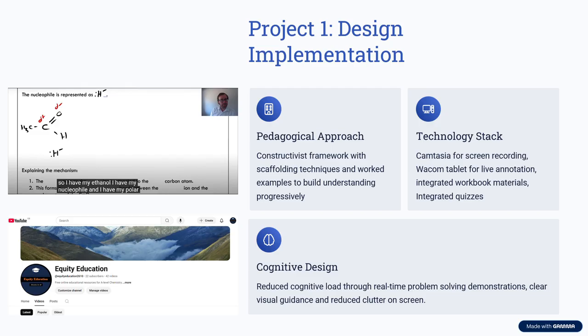And when designing this platform, I was wary that too much information on the screen, which is known as extraneous load, would increase the cognitive load of students. Therefore, I kept the design simple and easy to follow.